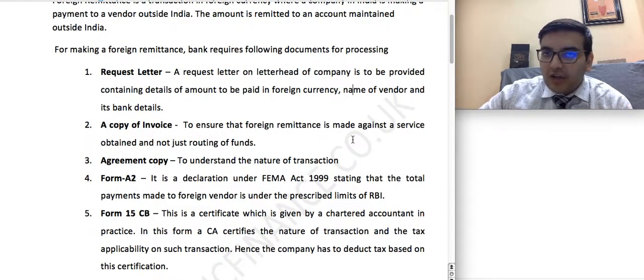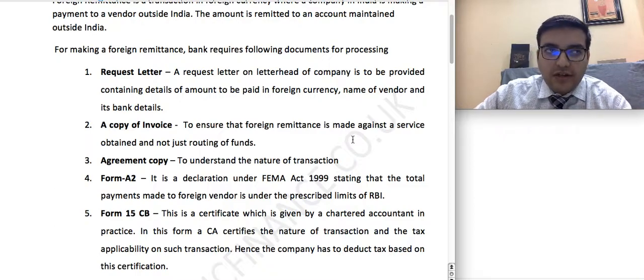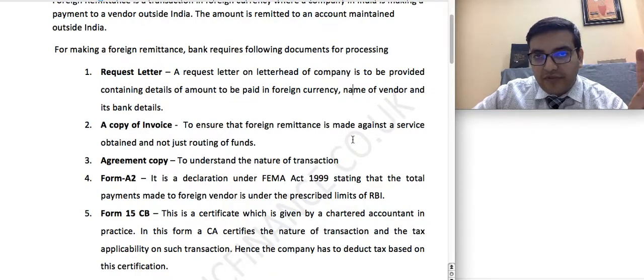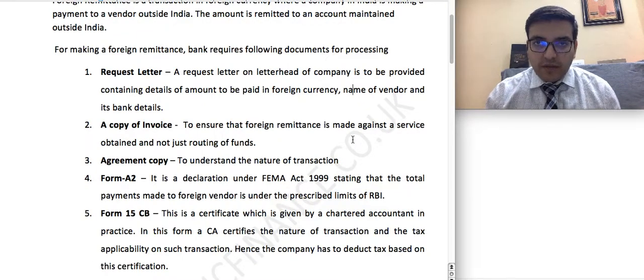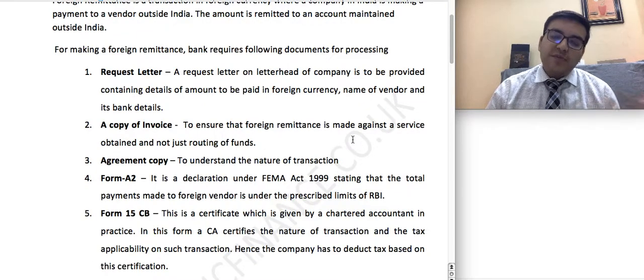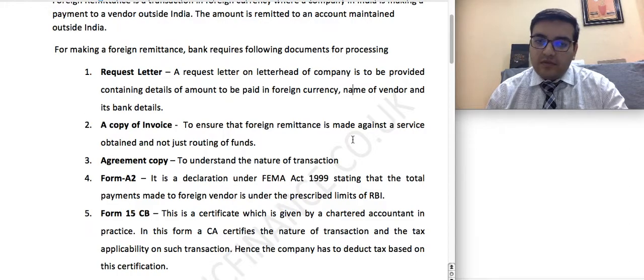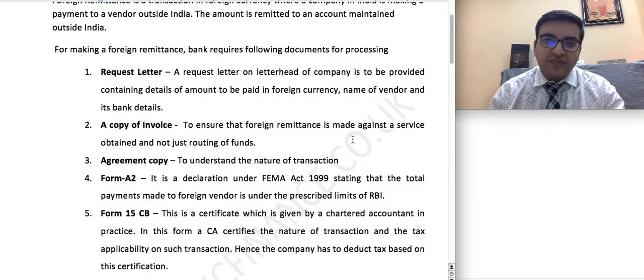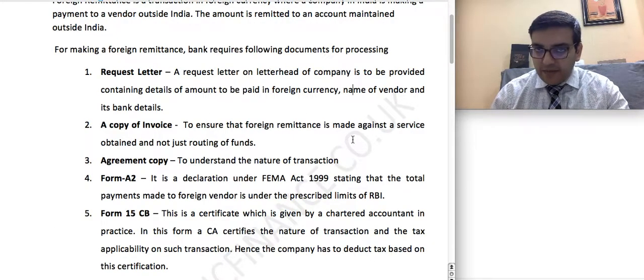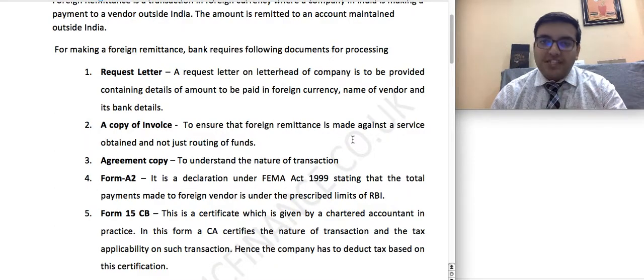So what are the other documents? Number two is the invoice. There may be two types of transaction: either there is an advance payment based upon an agreement, or there is an invoice. In case there is an advance payment, you have to attach the agreement. Whenever the invoice is there, you attach that invoice, because based upon this invoice we are making the payment. Then third, the agreement copy. If you have the agreement copy, well and good. If the invoice is not there, then the agreement must be there.